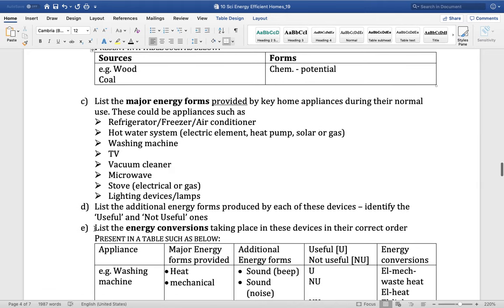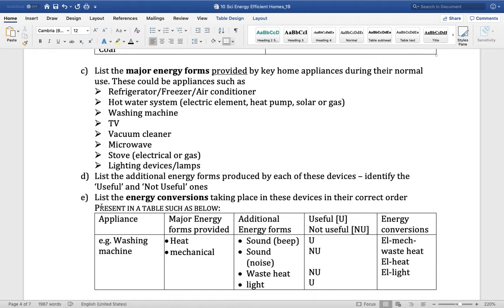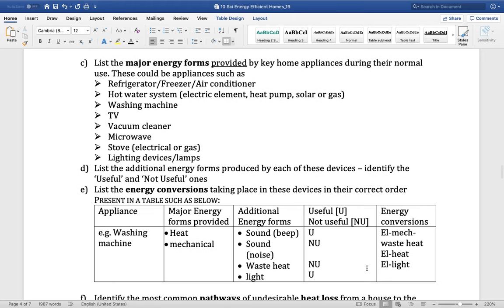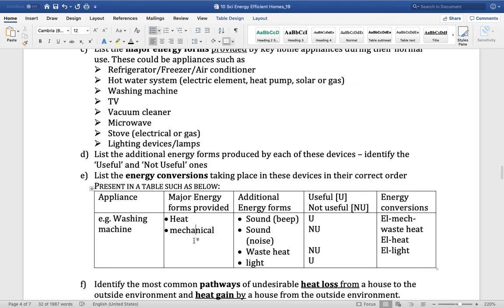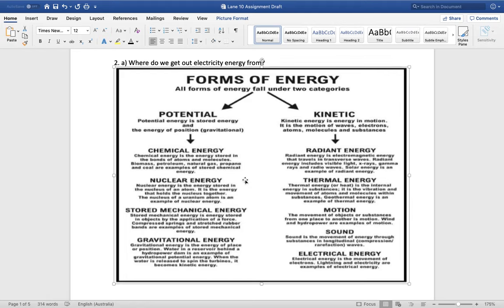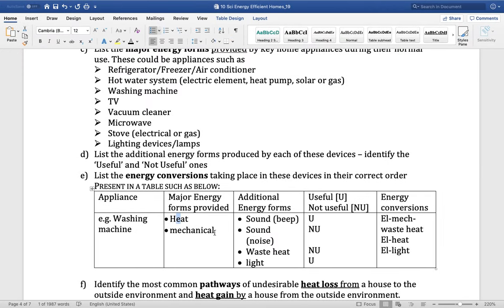C, D, and E can all be done or presented in a table that looks just like this. So what you need to do is get a list of all the appliances that you use in the house. So there's some examples provided here. Okay, and you would just put them in the appliance column of your table. Then you need to look at the major energy forms provided. Okay, in a washing machine we have heat. Okay, and if we go back to this table, thermal, that falls under the thermal category. It's also called heat energy. Okay, and mechanical energy are the 2 main energy forms provided by a washing machine.